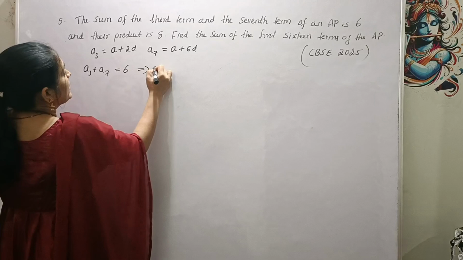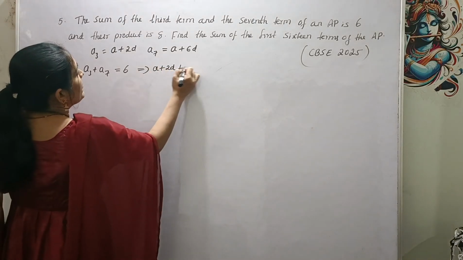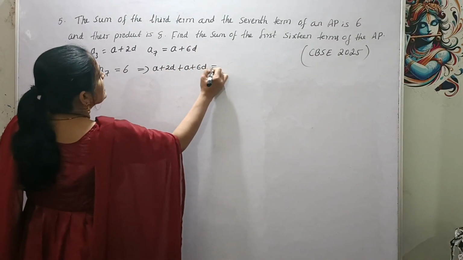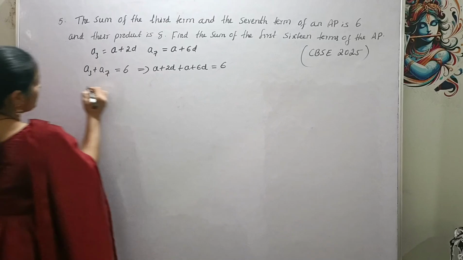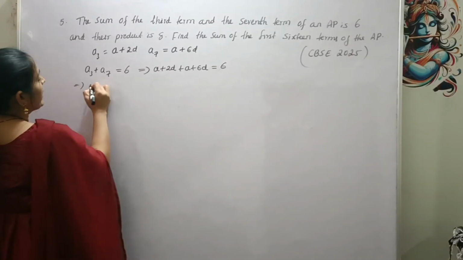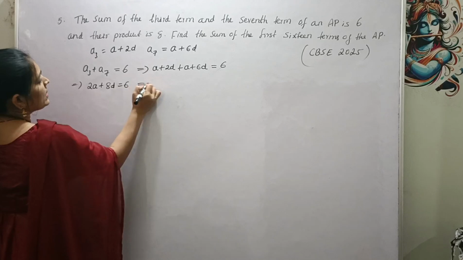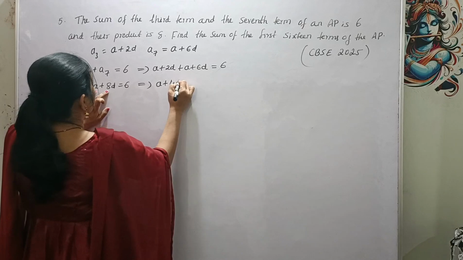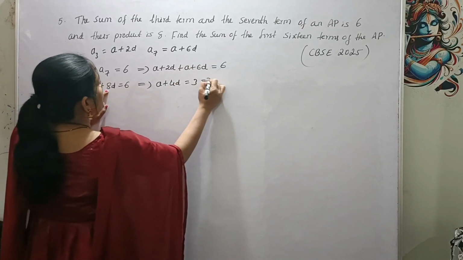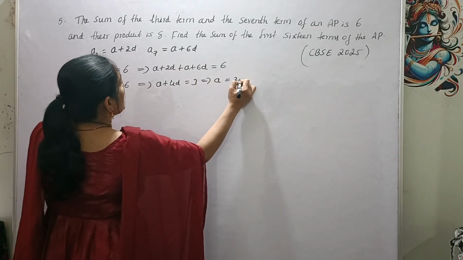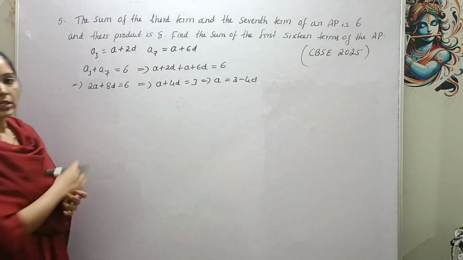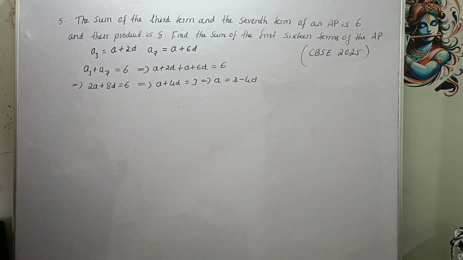That implies A plus 2D plus A plus 6D is equal to 6. That implies 2A plus 8D is equal to 6. Here 2 cancelled, right? 2 is common. So it will be A plus 4D is equal to 3. That implies A is equal to 3 minus 4D. Okay. Now, what is given next?